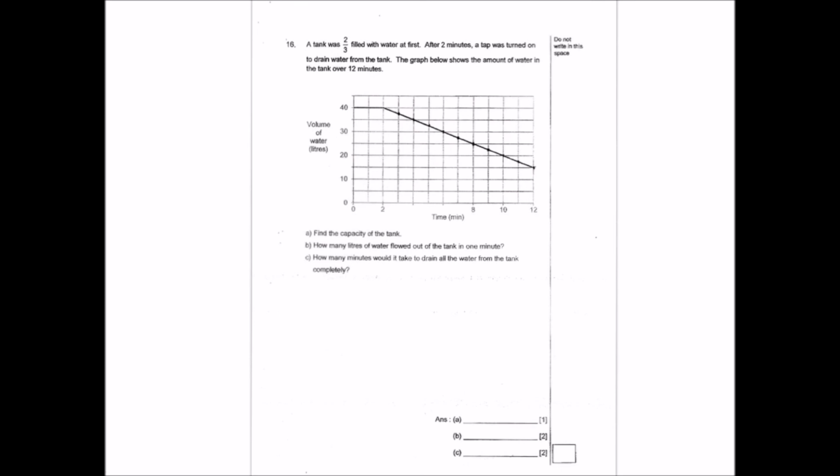So we were told that the tank was 2/3 filled. And from here we can see initially the volume of water inside is 40 liters. So this is very simple. This 2 units in the numerator is equal to 40 liters. 1 unit will be equal to 20 liters, and 3 units will be equal to 60 liters. So that is the answer for the capacity if the tank was full.